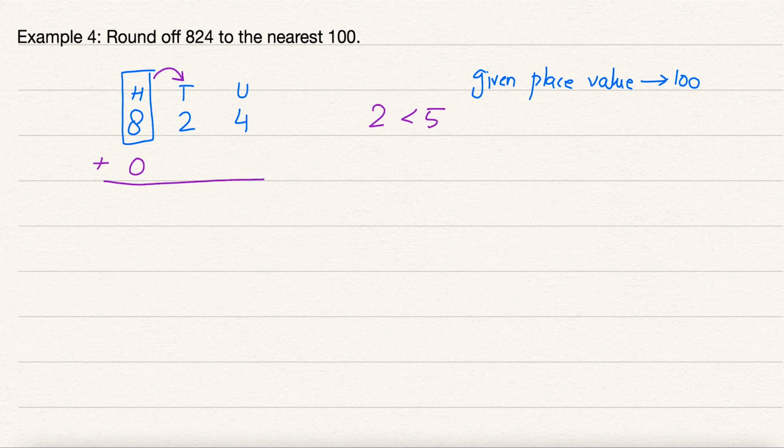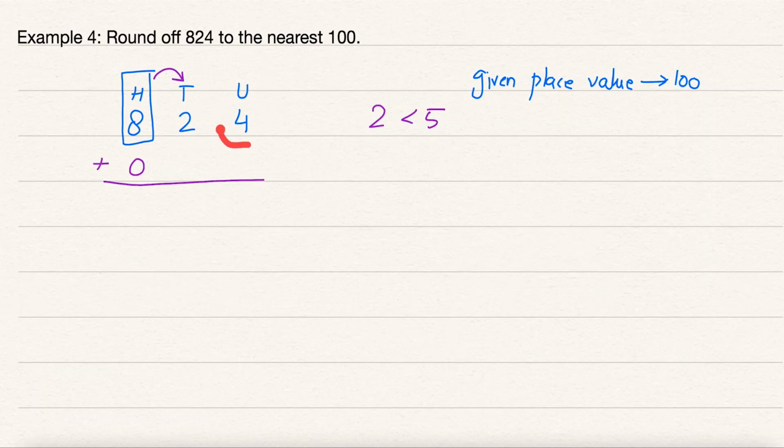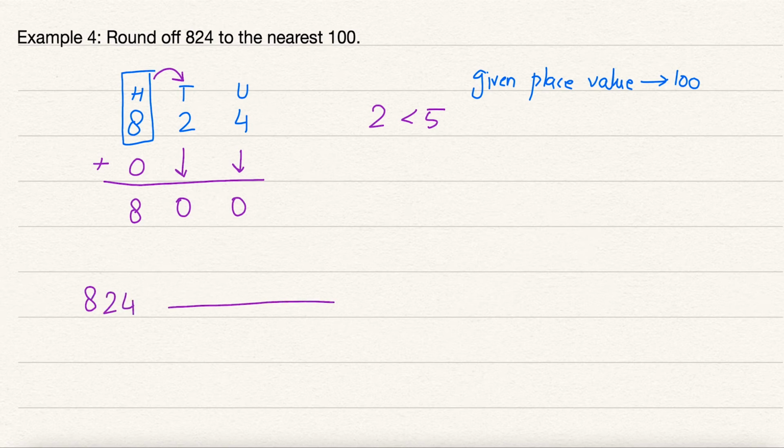Now what is the fourth step? The fourth step is replace digits to the right of the given place value with 0. These two digits will be replaced with 0. This becomes 0, and this also becomes 0. And then you will add 8 plus 0 is 8. When you round off 824 correct to the nearest 100, you get 800 as the final result.